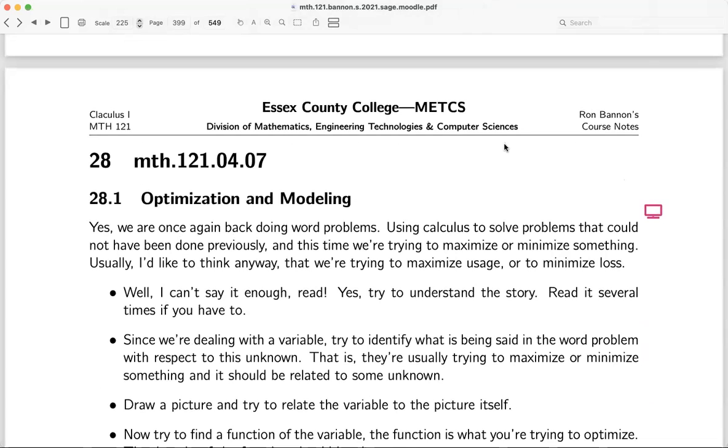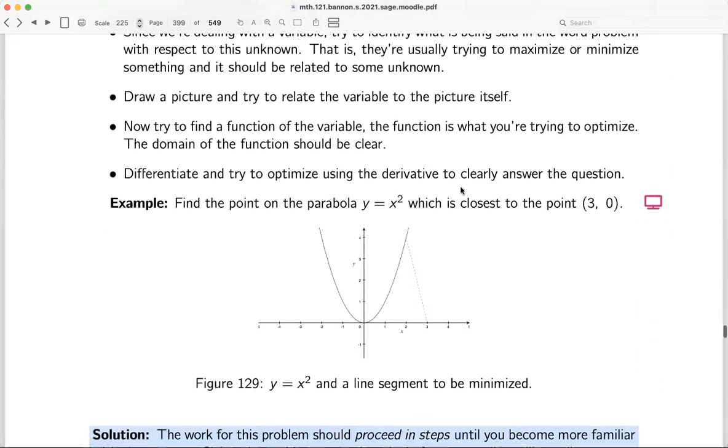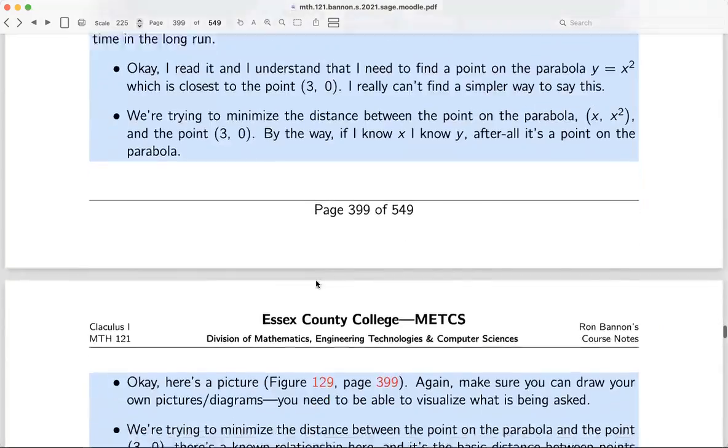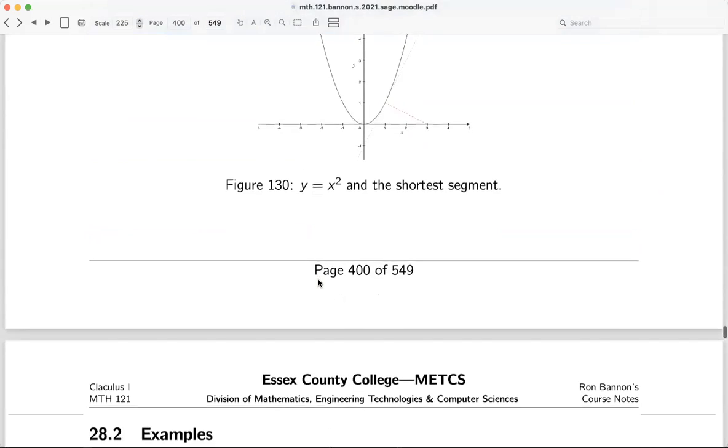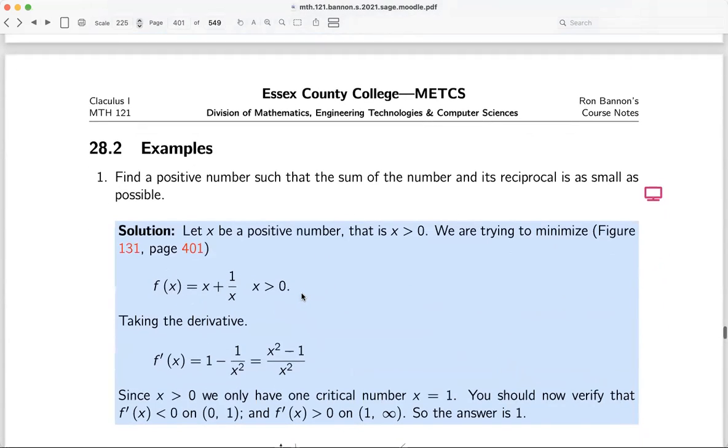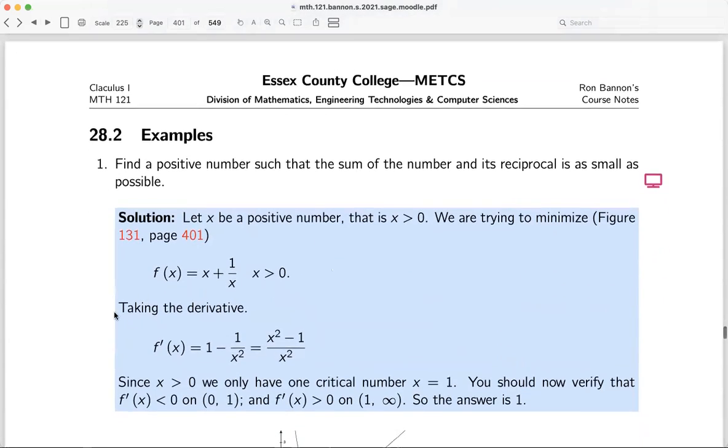Okay, we're in section 28. This is optimization and modeling. I'll certainly go through the lecture portion. After we do the lecture portion, which will include an example, we will go through more examples, and those examples will be done at the whiteboard as well. All right, we'll do that.